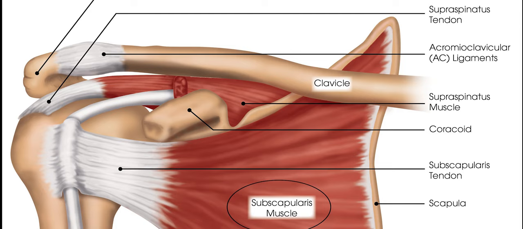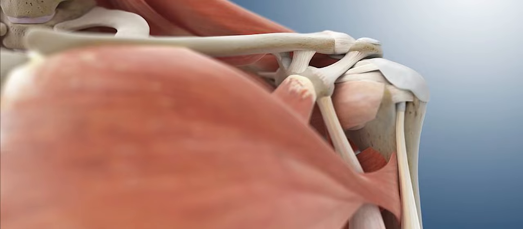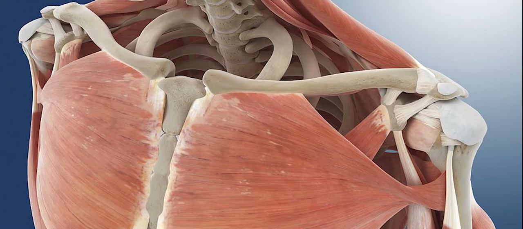Acromion and coracoid processes. The main joint of the shoulder is the shoulder joint, or glenohumeral joint, between the humerus and the glenoid process of the scapula. The acromioclavicular joint and sternoclavicular joint also play a role in shoulder movements.